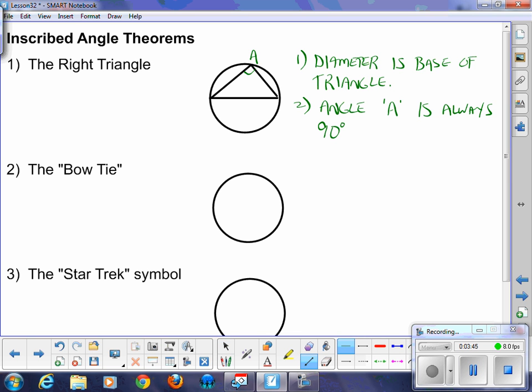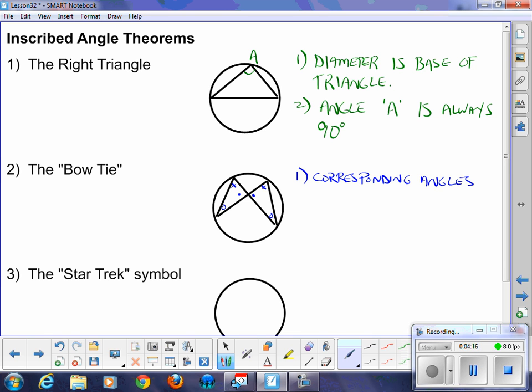Next, I call it the bow tie. Basically, we take two chords, doesn't matter what the orientation, and then we connect the chords to the diagonal, and we get what we call the bow tie. What the bow tie tells you is that corresponding angles are in fact equal. And that comes from similar triangles. So corresponding angles are equal.